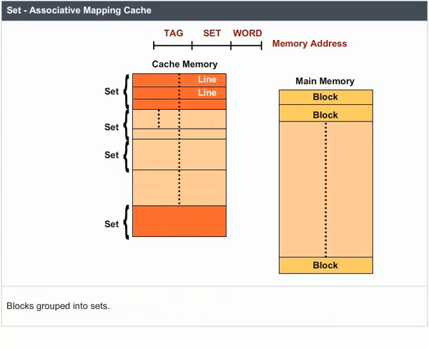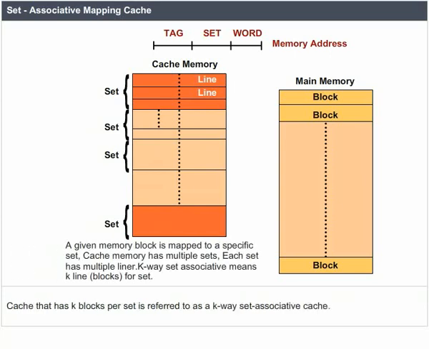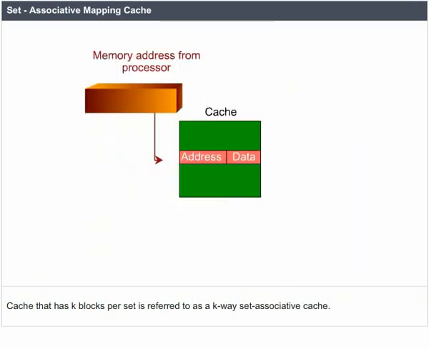Blocks are grouped into sets. The contention problem of direct mapping is eased. A replacement algorithm is required to choose the block to replace. The hardware cost of associative search is reduced. A cache that has k blocks per set is referred to as a k-way set associative cache.